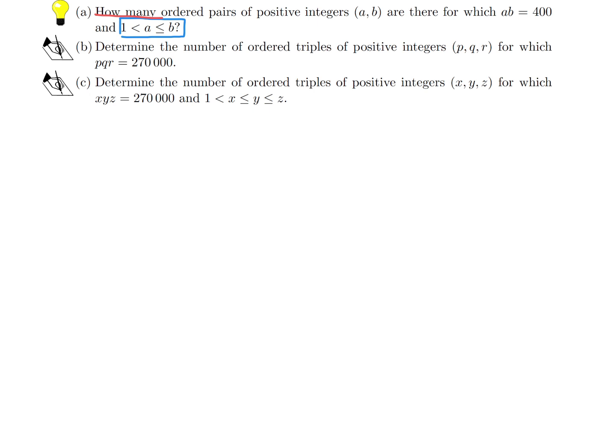Determine the number of ordered triples of positive integers PQR for which PQR is 270000. Okay, so we've got to do the prime factorization of this. So that's going to be 2 to the power of 4, 3 to the power of 3, and 5 to the power of 4. Okay, so what are we doing here?